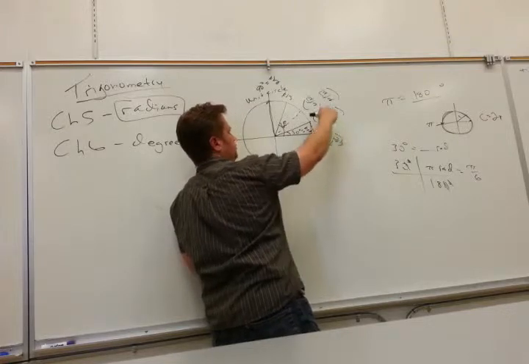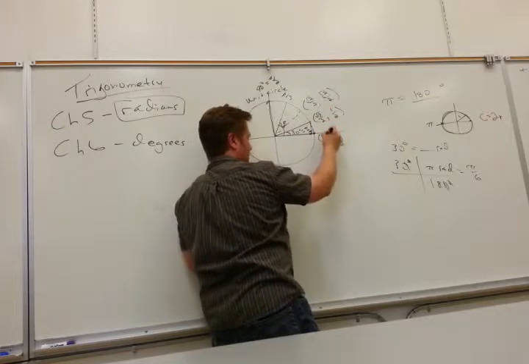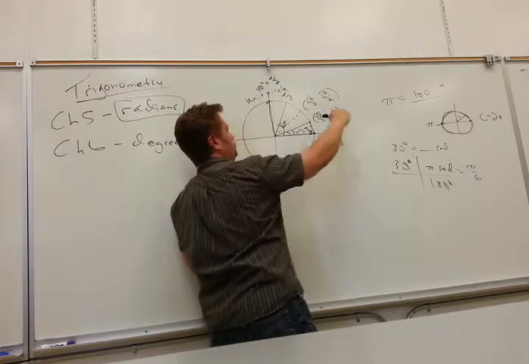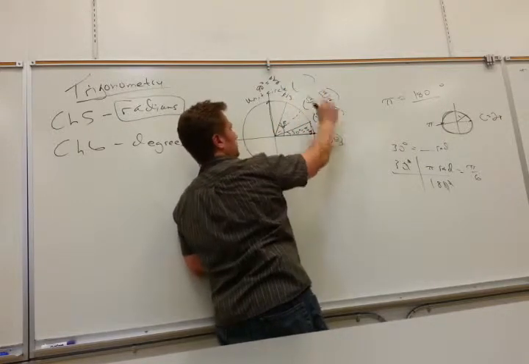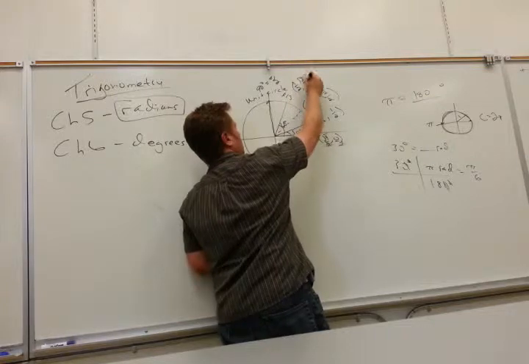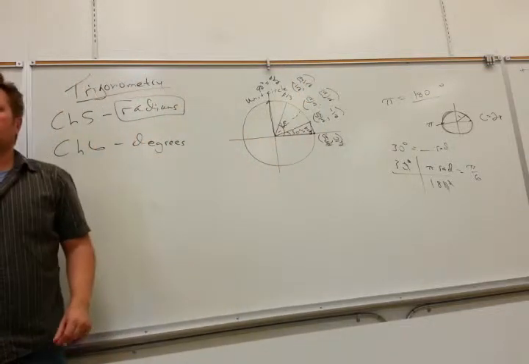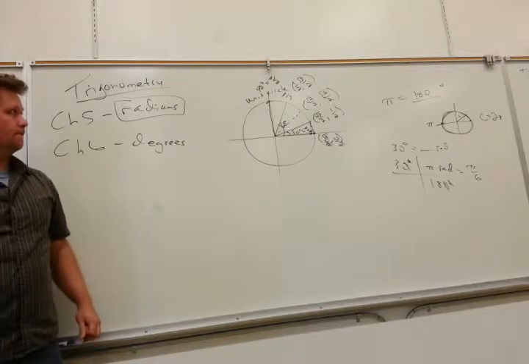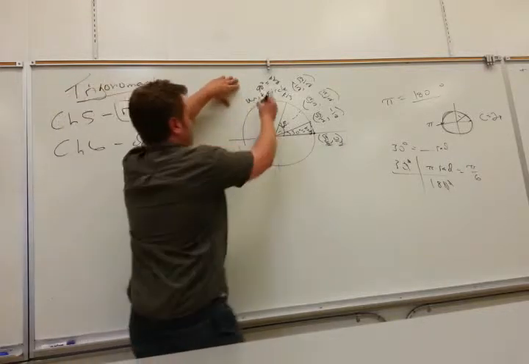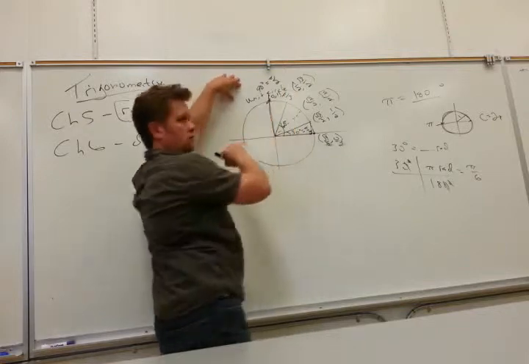Root 1 over 2, root 4. There you go. Root 4 over 2, root 3 over 2, root 2 over 2. Pi over 3 then is going to be the opposite of this. And so forth. Going a little bit fast because we did this last time. Finally, at this one, of course, this will be 0, 1.